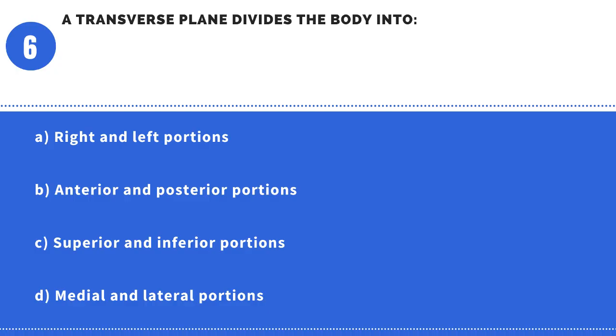Question 6. A transverse plane divides the body into A. Right and left portions, B. Anterior and posterior portions, C. Superior and inferior portions, D. Medial and lateral portions.